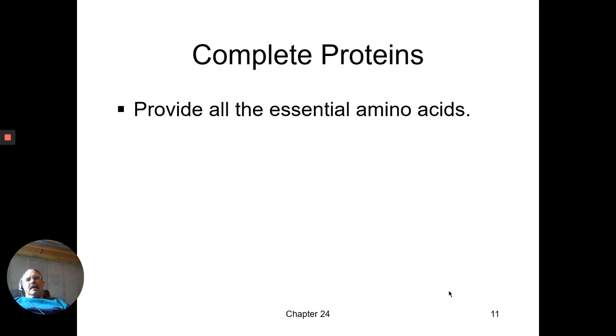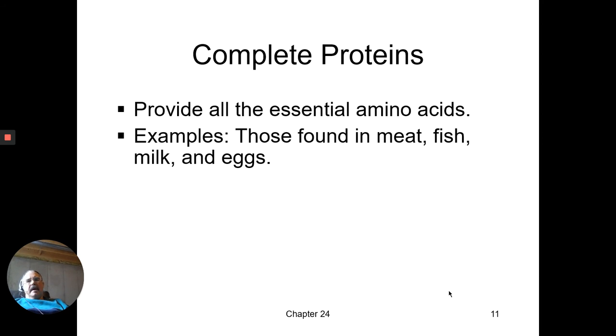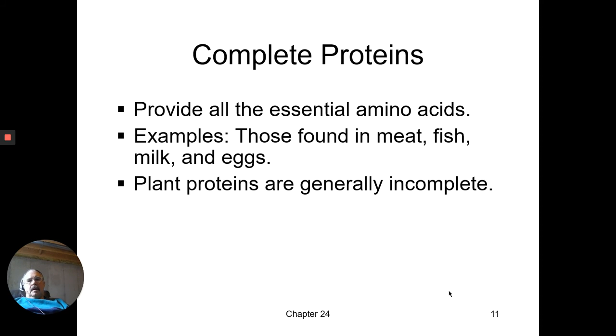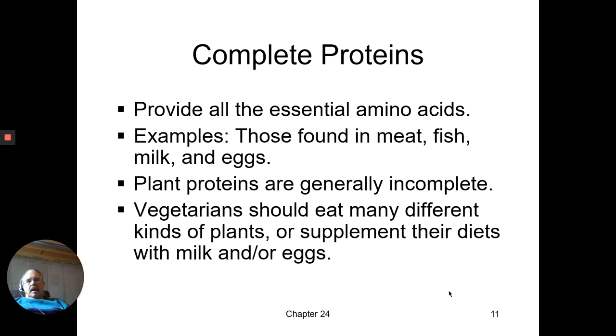Right, a complete protein is one that has all of the essential amino acids. And examples of complete proteins are those found in meat, fish, milk, and eggs. Plant proteins are generally incomplete. Okay, that's not always the case, but in general. And then vegetarians should eat many different kinds of plants. For example, beans and rice together provide a complete protein, but neither beans nor rice by themselves are complete.